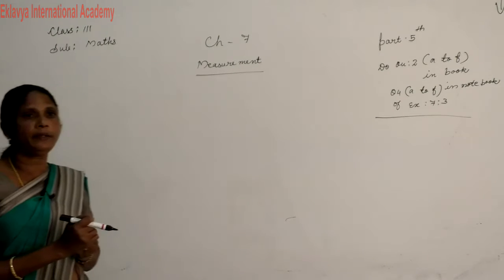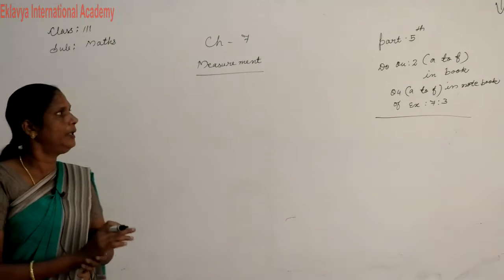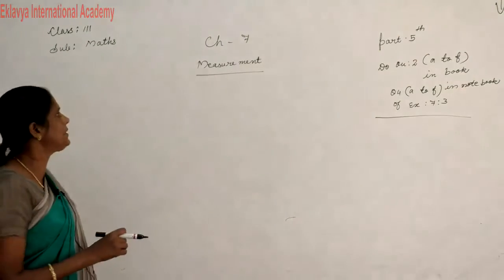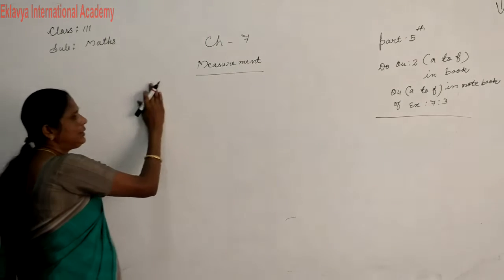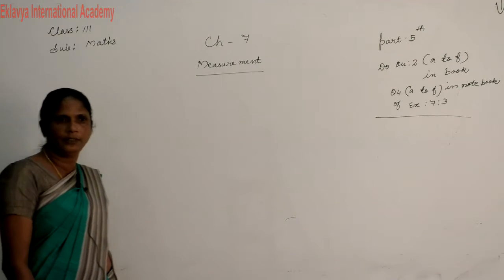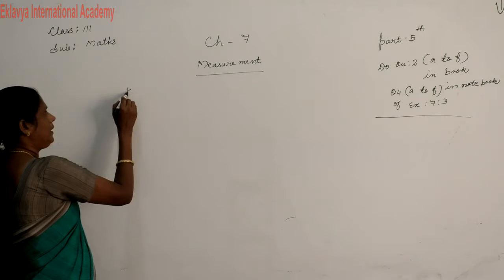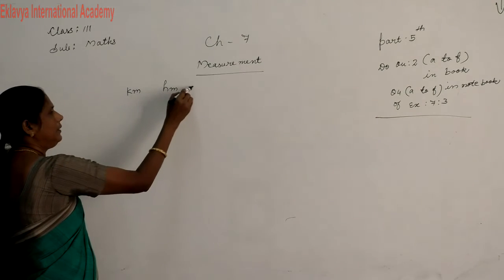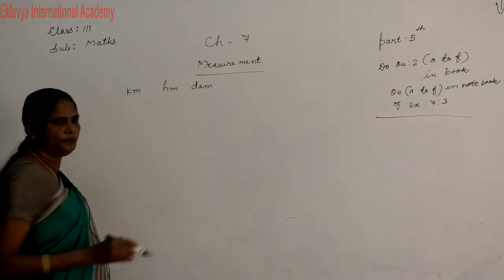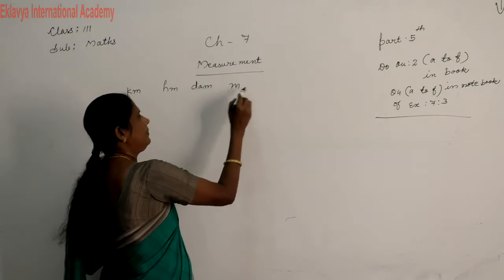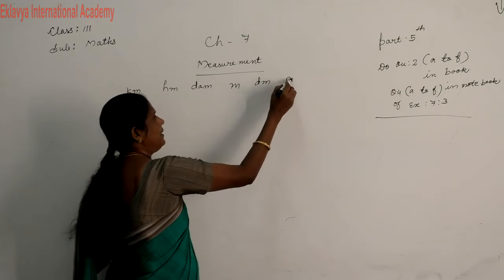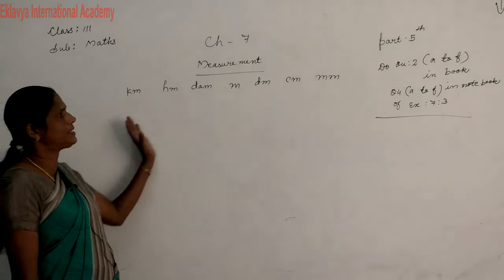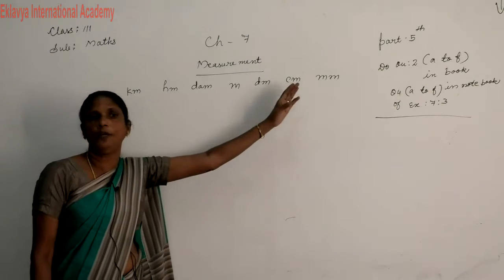How to subtract the length, in centimeter, meter, kilometer. First, do you know the table of measurement, the table of length? Which is the first? Kilometer, then hectometer, then decameter, then meter, then decimeter, centimeter, then millimeter. This is the measurement table of length.